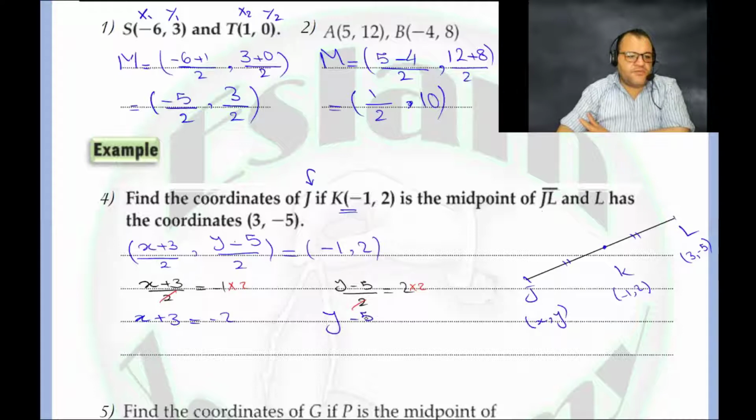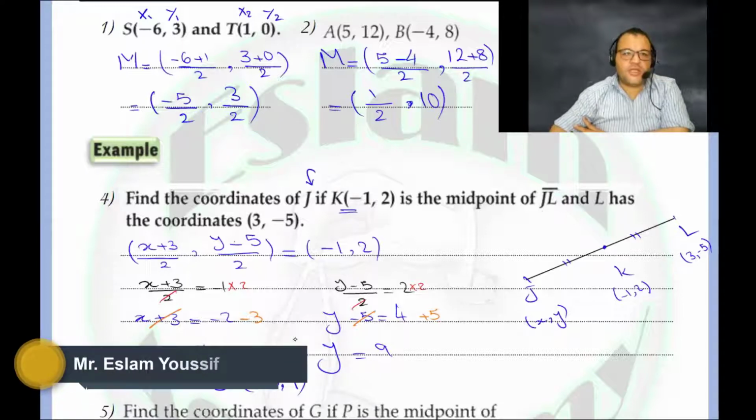And y minus 5 equals 4. Then shift: you subtract 3 and add 5. You get the idea for this one? X equals negative 5, and y equals 9. So the ordered pair for this point J will be negative 5 and 9. That is the normal way of solving.